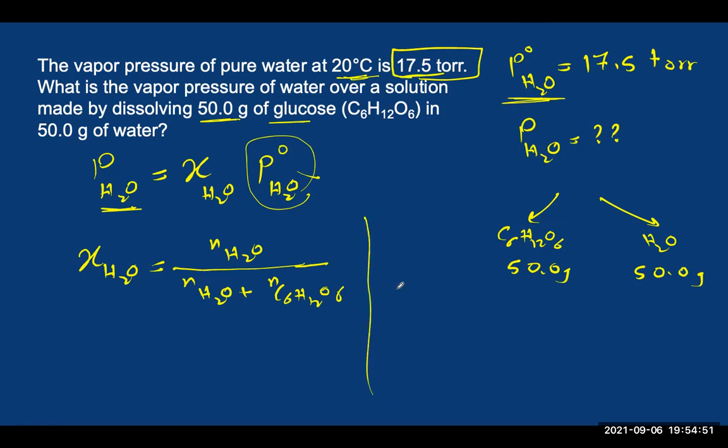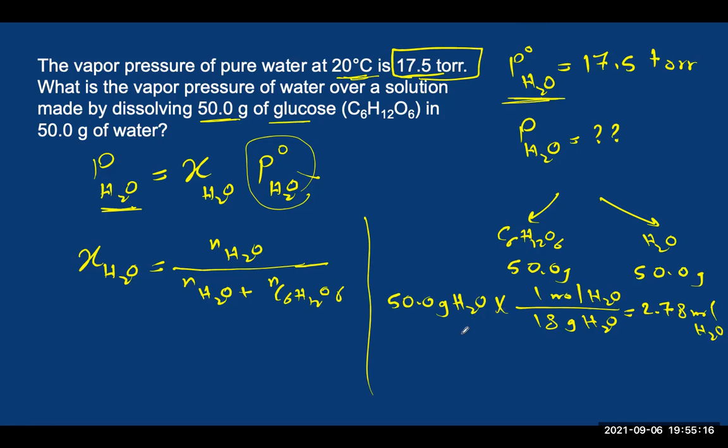So to calculate the number of moles for H2O, it will be 50 grams of H2O times 1 mole of H2O over the molar mass, which is 18 grams of H2O. This will give us exactly how many moles we have of H2O, which will be 2.78 moles of H2O.